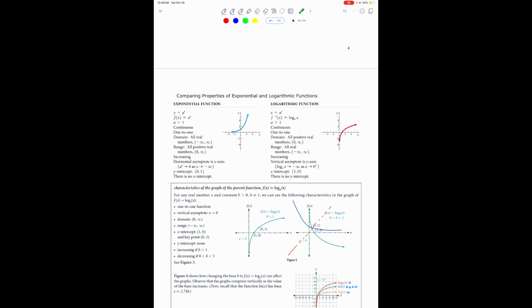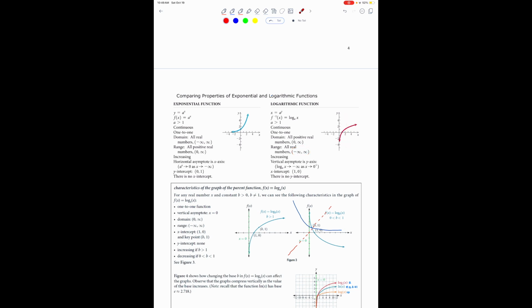The logarithmic function: if we take the inverse of the original exponential function, we will get x equals a to the y power. In other words, log base a of x, where a is greater than 1. Again, the graph looks like it is continuous, and it is a one-to-one graph. It passes the horizontal line test. The domain is all of the positive real numbers, meaning from 0 to positive infinity, exclusive of 0. And the range is all of the real numbers, which is negative infinity to positive infinity.